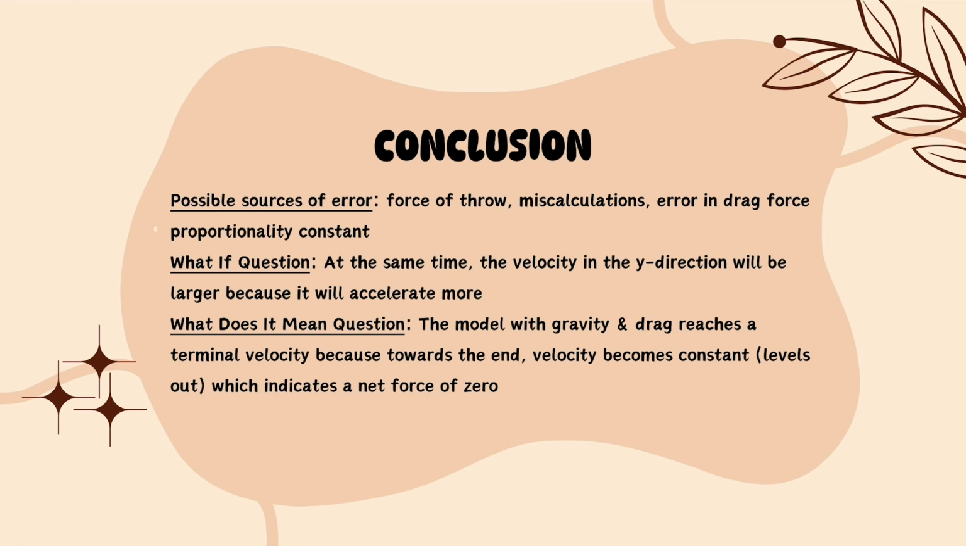And then for the what-does-it-mean question, the model with gravity and drag does reach a terminal velocity because towards the end, the velocity becomes constant. From our output code, we can see that. It kind of levels out, which indicates a net force of 0.